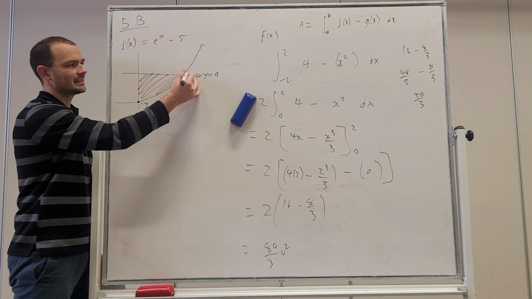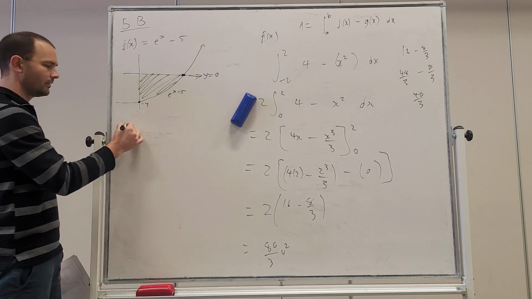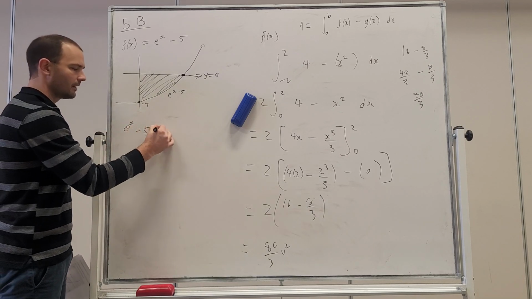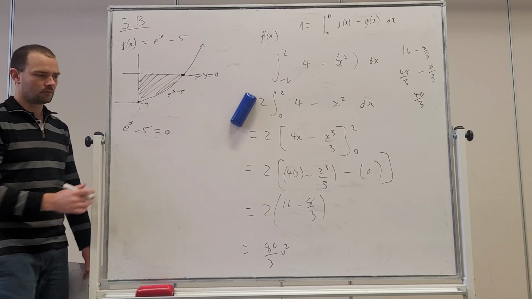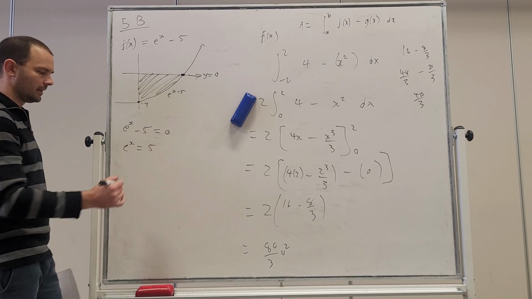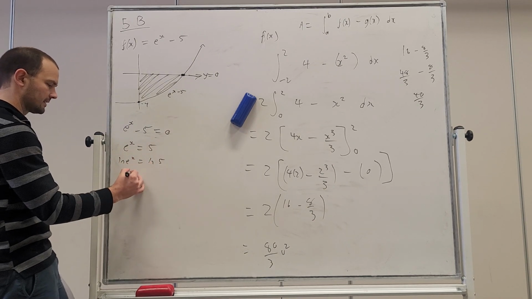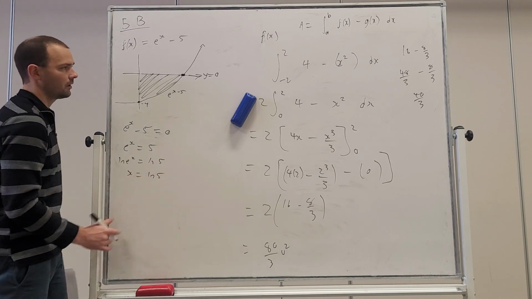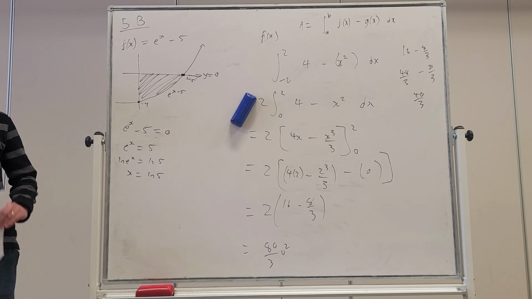This is the x-intercept. X-intercepts occur when y is 0, right? That's when e to the x take 5 equals 0. So we'll add 5 to both sides. e to the x is 5, and then ln both sides. We've got x is ln of 5. So this x-intercept here is ln 5. Okay, we've got all the goods.